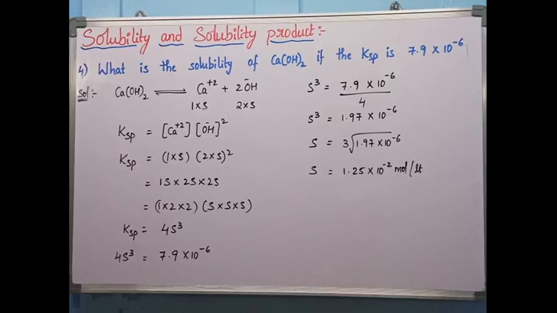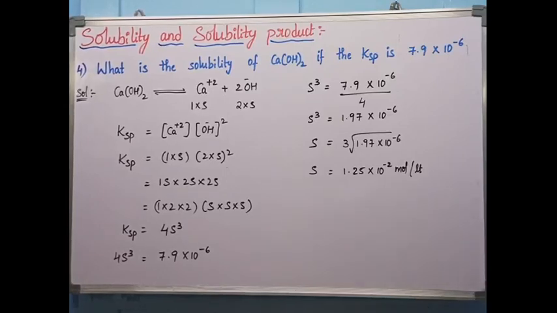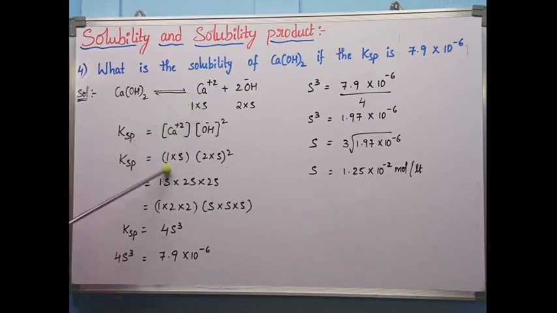Coming to the next problem: what is the solubility of calcium hydroxide if Ksp is 7.9 into 10 to the power of minus 6? Calcium hydroxide dissociates into Ca2+ and 2OH-. If I write the solubility product, it is the Ca2+ concentration times the OH- concentration to the power 2. For Ca2+ I write 1 into S because there is no coefficient, and for OH- I write 2 into S, whole square.